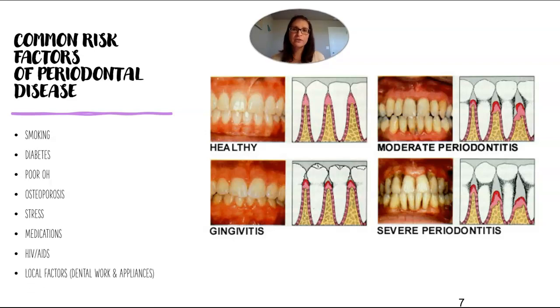And then local factors, we kind of talked about this a little bit before. Any kind of dental work or appliances, faulty dental work, maybe neglect on the patient's part, or appliances like a partial that's allowed to sit on the gum tissue. That can cause some damage to not only the bone, but also the tissue as well.